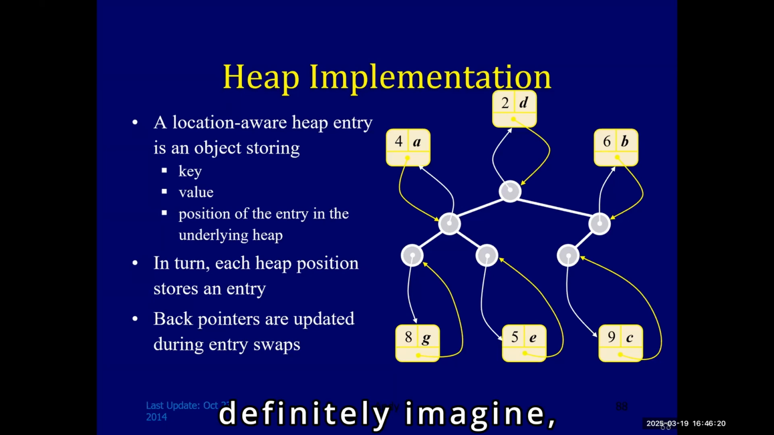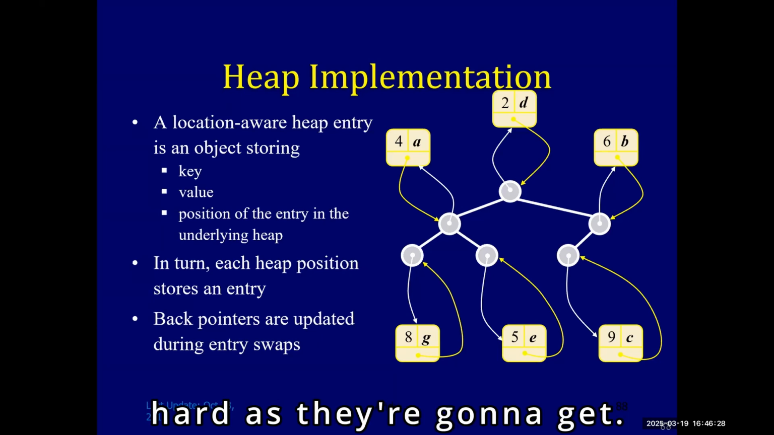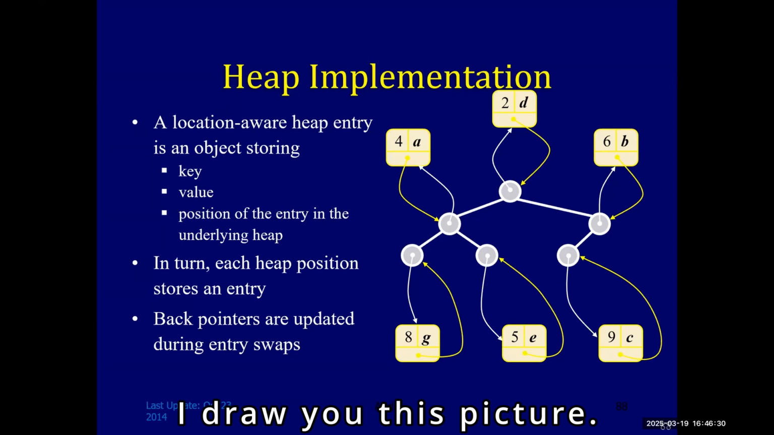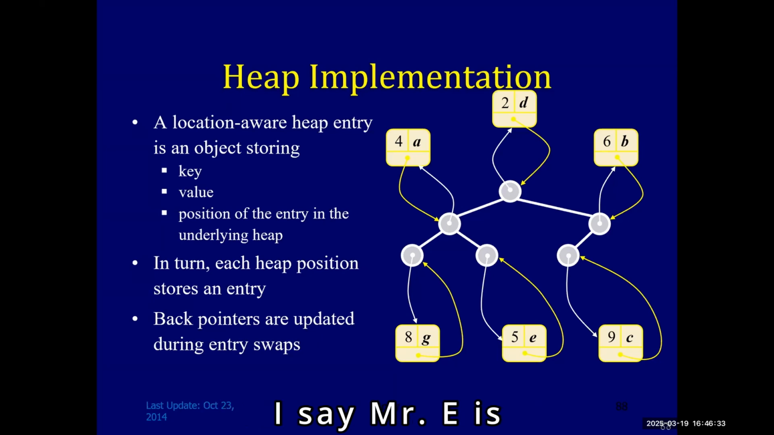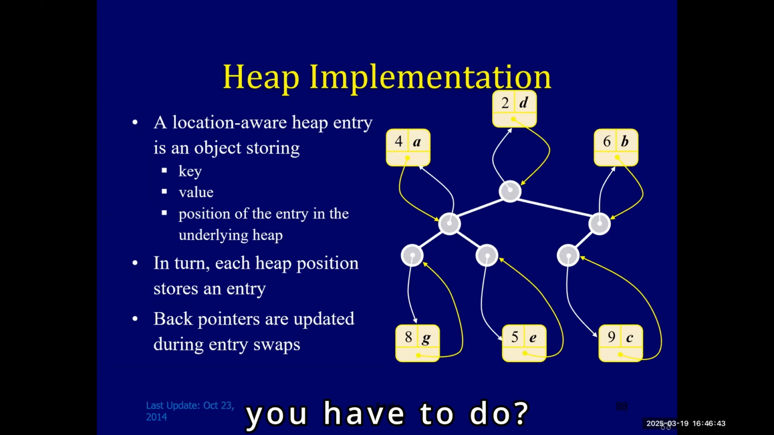So I can definitely imagine, here would be a great question on an exam. This is, I think, as hard as it's going to get. I draw you this picture. I say, Mr. E is updating the 5, either increasing it or decreasing it. And what do you have to do? You have to go in and bubble it up or down, and as you do, you have to redraw all the pointers. Not so hard. You could do that, yeah?